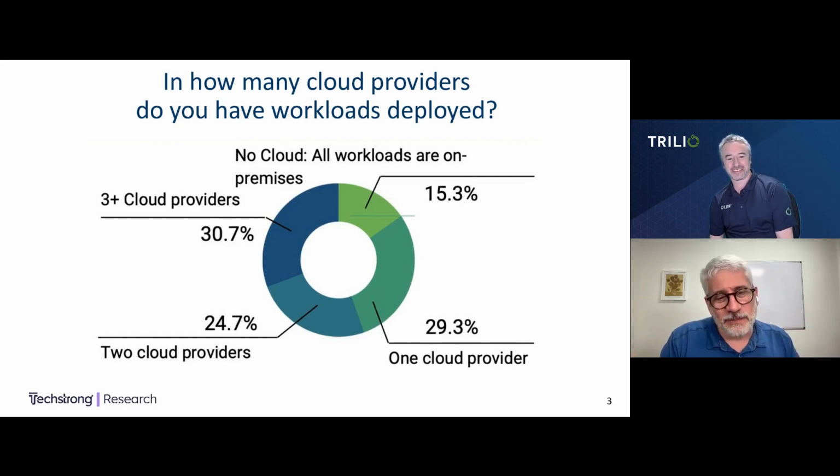A little bit less than 30% have one cloud provider, 24.7% have two cloud providers, and then a little bit over 30% have three or more cloud providers. So between them, and I'm not too good at math, that's over 50%, 55% that have more than two cloud providers that you're dealing with on that front.